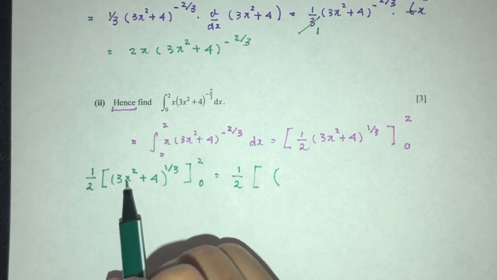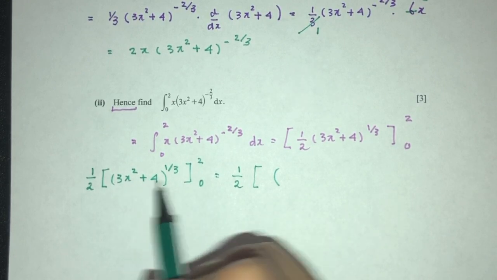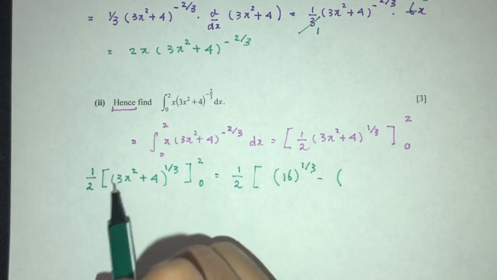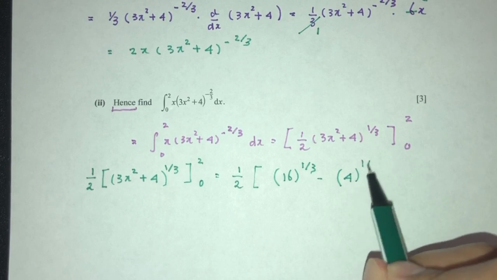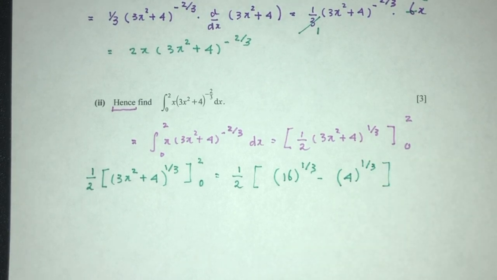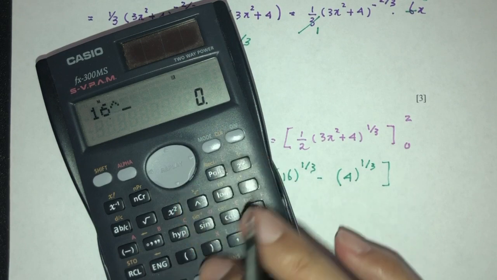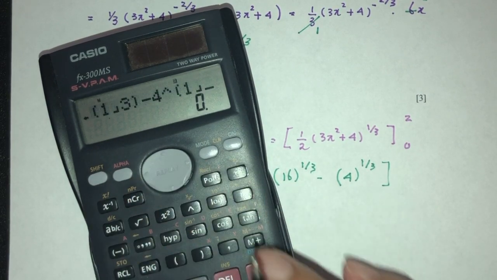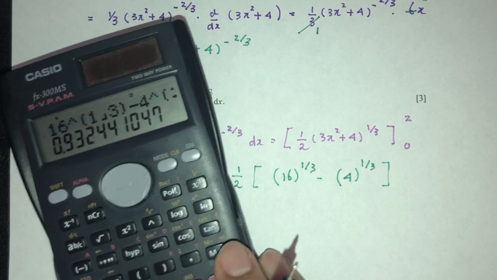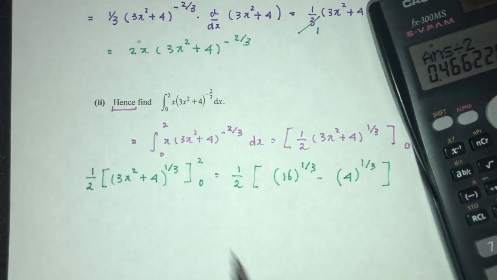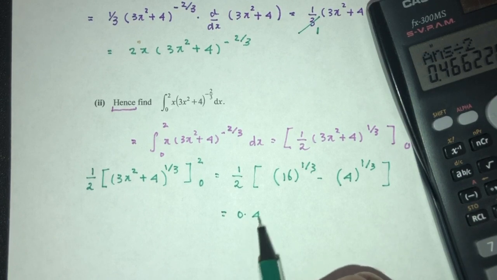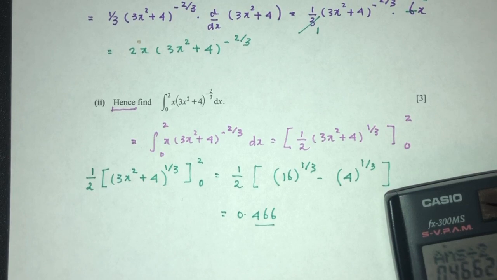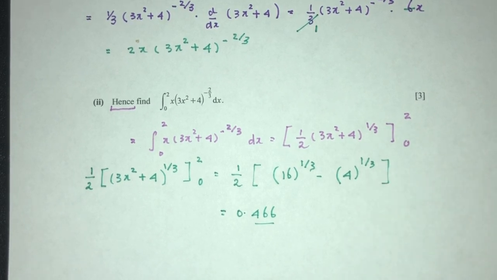So you have 3 times 4 is 12. 12 plus 4 is 16. 1 over 3. Then minus 0. That will be 4, 1 over 3. Okay, so let's see what do we have. So we have to simplify 16 power 1 over 3 minus 4 power 1 over 3. That will be this. And then we have to divide by 2. That will be 0.466 as your answer, correct to 3 decimal places. Okay, that will be your answer, 3SF.